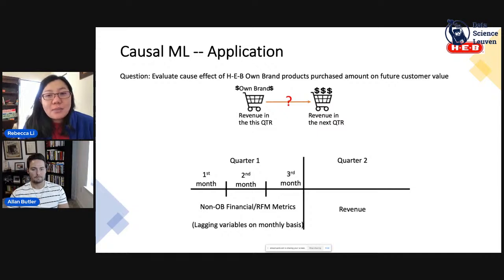So this slide is about feature engineering. On the right part, we can see the outcome is the spend over the next quarter, which is quarter 2. And the treatment and covariates are reflected in the left part in quarter 1. The treatment is the amount spent on on-brand product in quarter 1. And the covariates, in our case, are the financial metrics and RFM metrics. The RFM metrics are recency, frequency, and monetary.